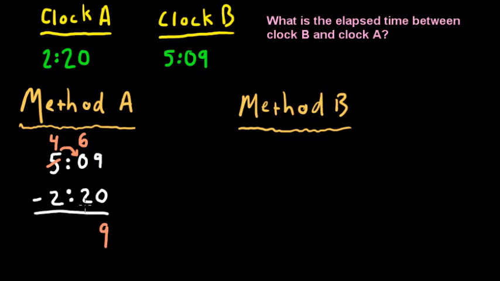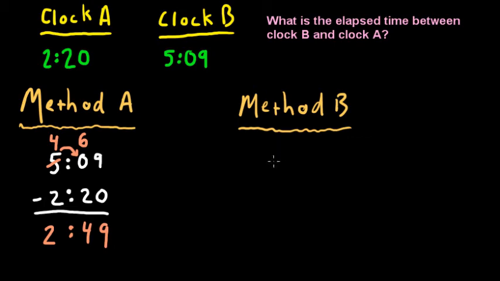60 minutes take away 20 minutes is 40 minutes. Okay, and 4 hours take away 2 hours is 2 hours. So the answer is 2 hours and 49 minutes. So that is one method of doing the subtraction.